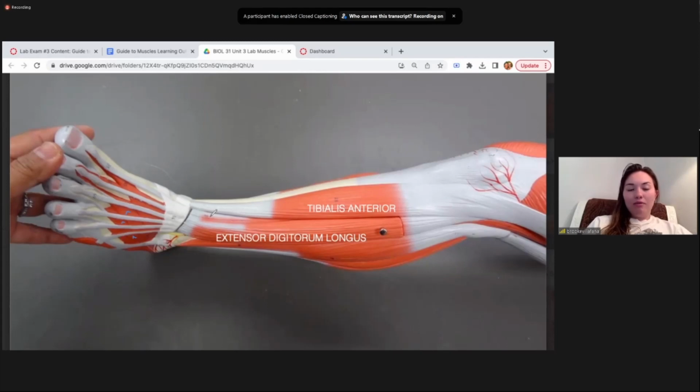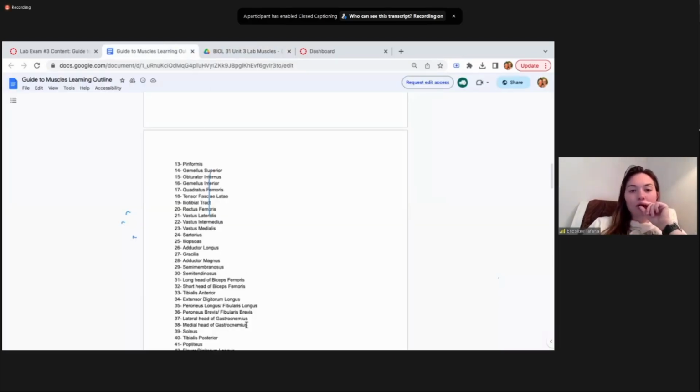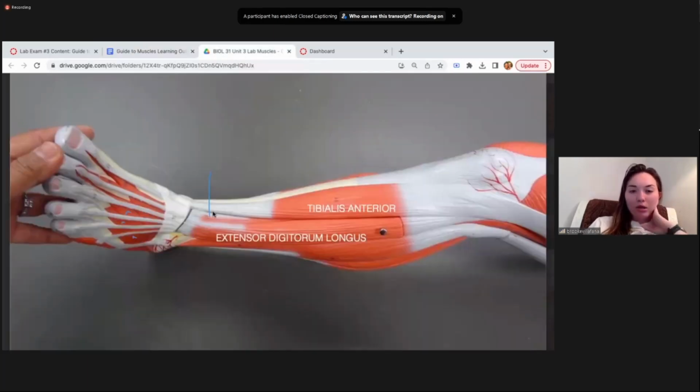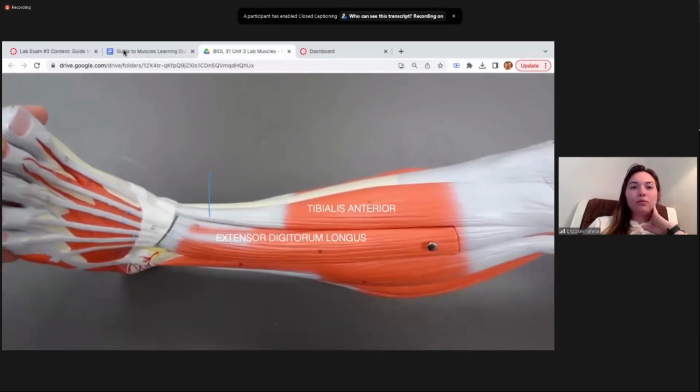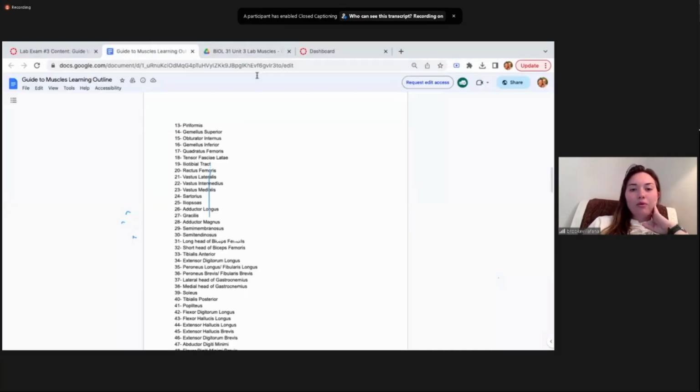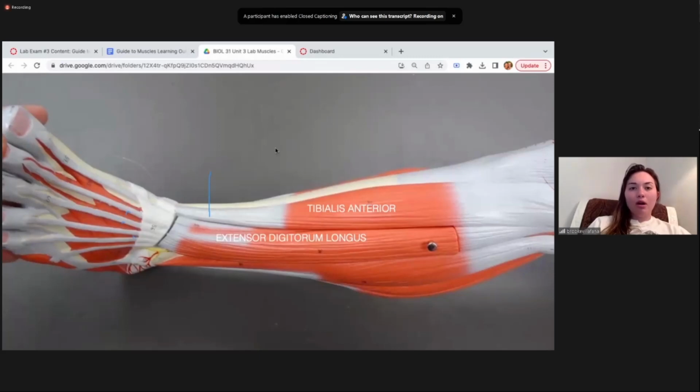And then we have our extensor hallucis muscles, which should be 35. No, that's not the right label. Let me zoom in on it and see what number it is. 44. So 44 is our extensor hallucis longus.